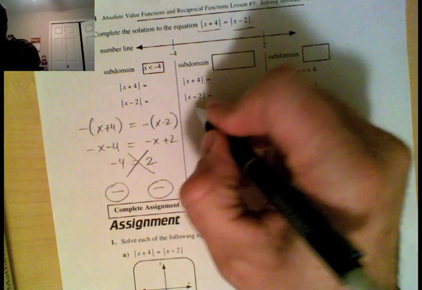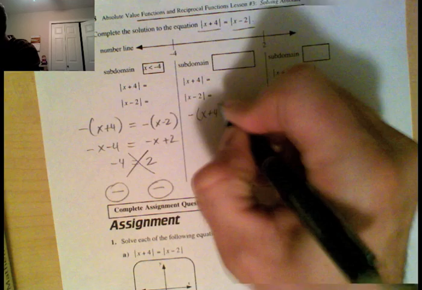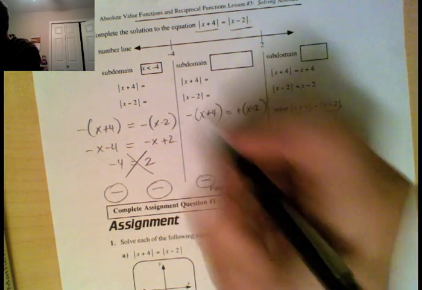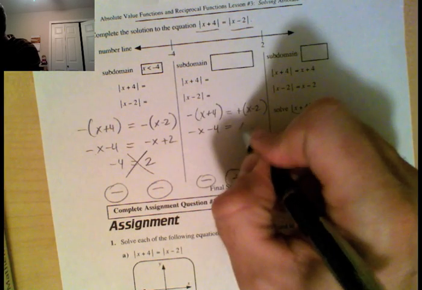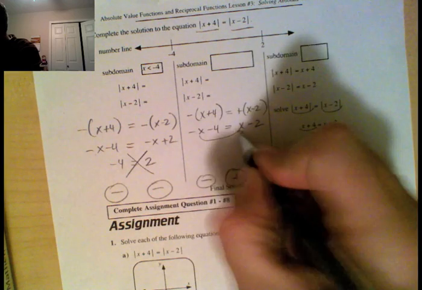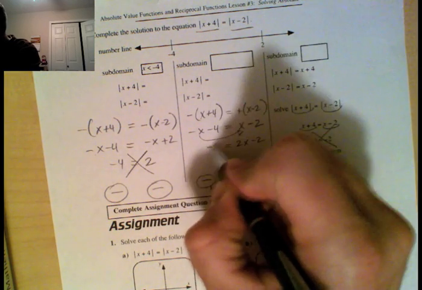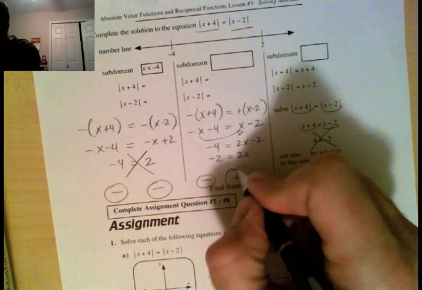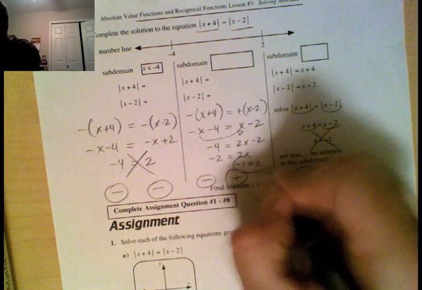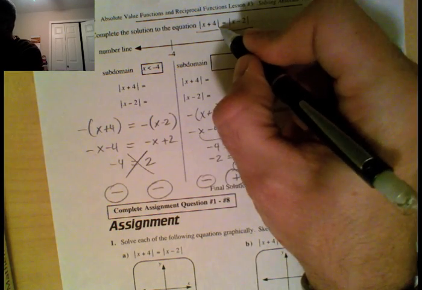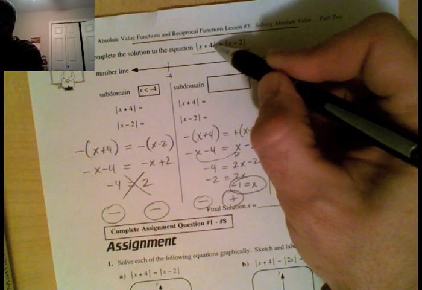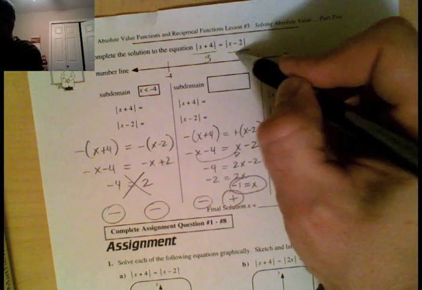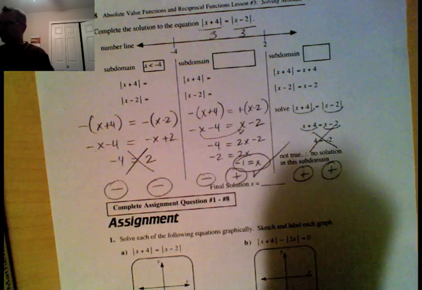The third case, we're going to take the negative of x plus 4, and we're going to take the positive of x minus 2. So we get negative x minus 4 equals x minus 2. If I add x to the right side, I get 2x minus 2 equals negative 4. If I add 2, I get negative 2 equals 2x. And if I divide by 2, I get negative 1 equals x. And if you check negative 1 back up here in our original equation, negative 1 plus 4 is 3, and the absolute value of 3 is 3. Negative 1 minus 2 is negative 3, and the absolute value is 3, so it actually works out. And there we go.